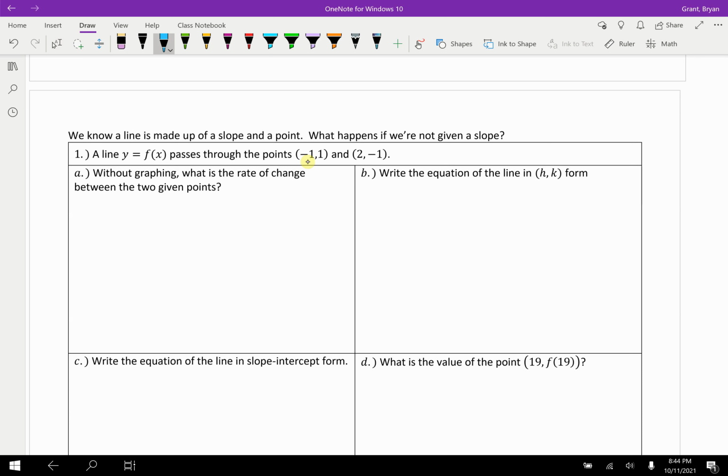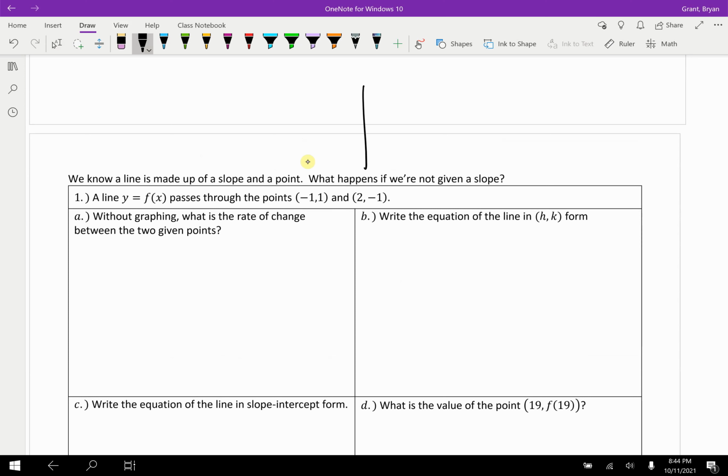Well, let's go through this. Without graphing, what is the rate of change between these 2 points? And I said without graphing because I have some students that will graph, and they'll say, ooh, (negative 1, 1) and (2, negative 1). They count the rise and the run. And that is okay. However, what if you were given 2 points like (negative 501, 12) and (2000, 777)? That would be a little bit harder to count between.